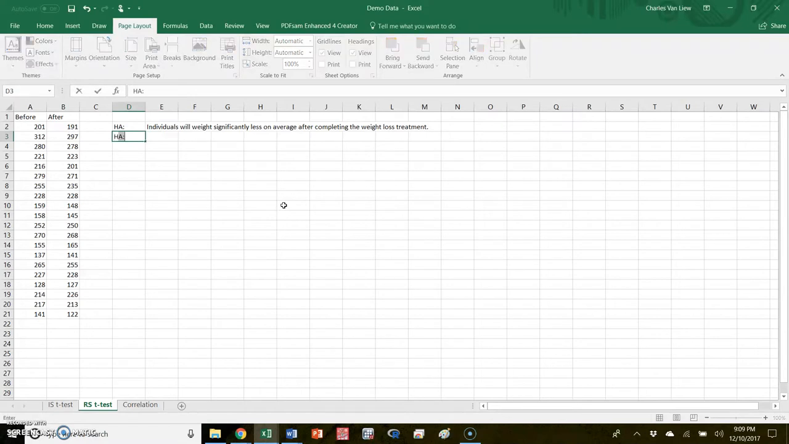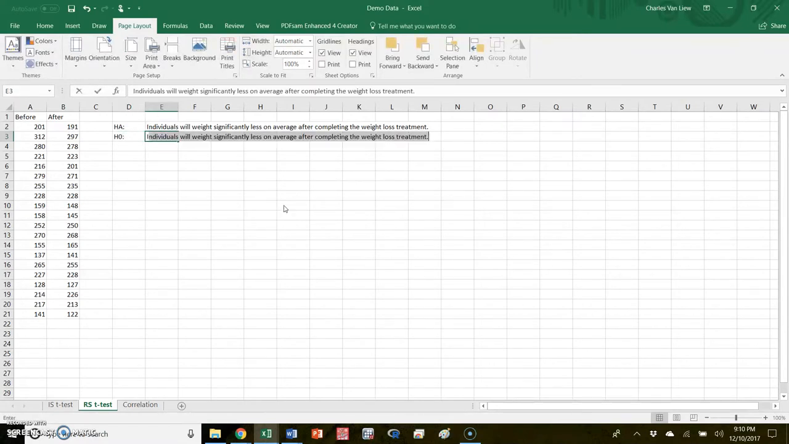Now, the null hypothesis says that that's not true. So the null hypothesis would say individuals will weigh the same on average after completing the weight loss treatment. So this is the alternate and the null hypothesis.